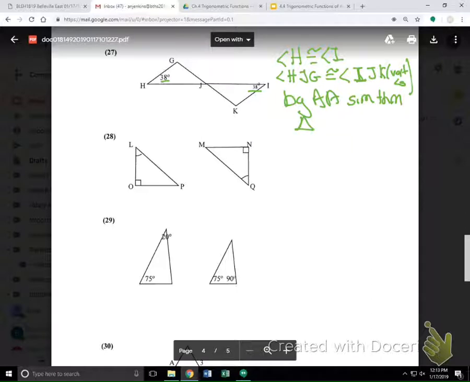So H we're going to start with. HJG is similar to triangle. The other one that is congruent to H is I. J, what's left? Okay, nice job. So for this one, you need all of this for your full work.